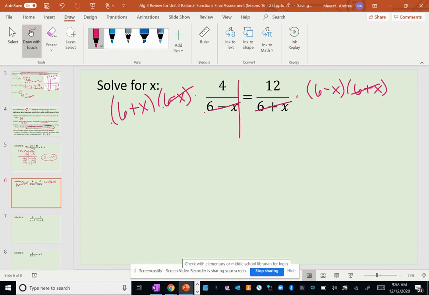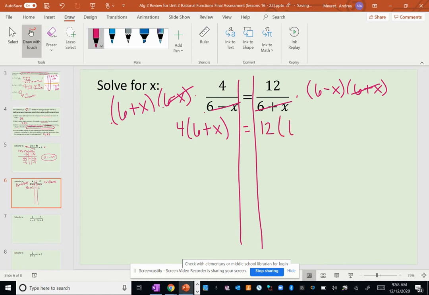So now we have 4 times (6 plus x) equals 12 times (6 minus x). And so we should just clean up each side by distributing, and then we can solve. So this is going to be 24 plus 4x by distributing the 4.